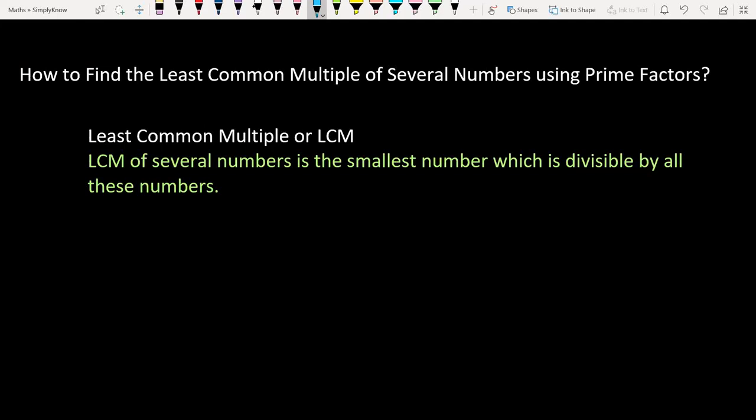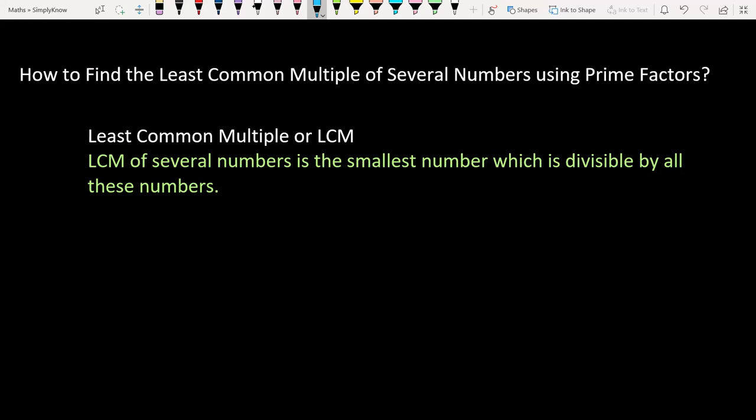In this video, I'm going to explain how to find the least common multiple of several numbers using prime factors. What is least common multiple or LCM? LCM of several numbers is the smallest number which is divisible by all these numbers.